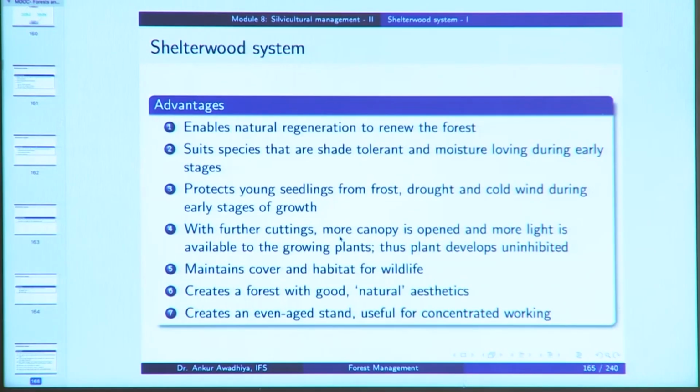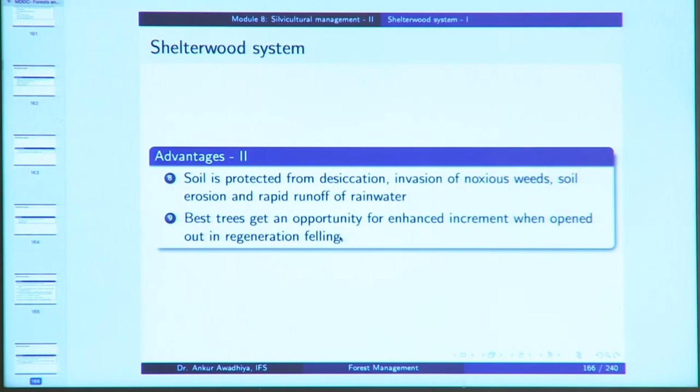Advantages: it enables natural regeneration to renew the forest, suits the species that are shade tolerant and moisture loving during the early stages. It protects the seedlings from frost, drought, cold during early stages, and with further cuttings, more and more canopy is open and more light is made available to the growing of plants. Thus, the plants develop uninhibited. Then it maintains cover and habitat for wildlife, creates a forest with good natural aesthetics, and creates an even aged stand which is useful for concentrated working. Soil gets protected and the best trees get an opportunity for an enhanced increment when opened out in the regeneration felling.